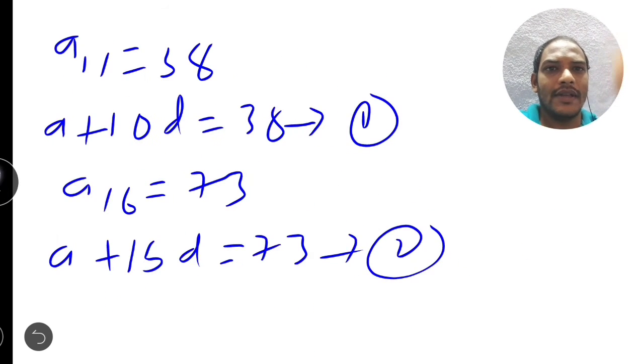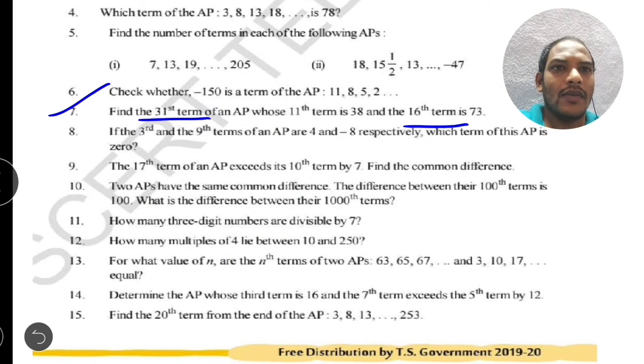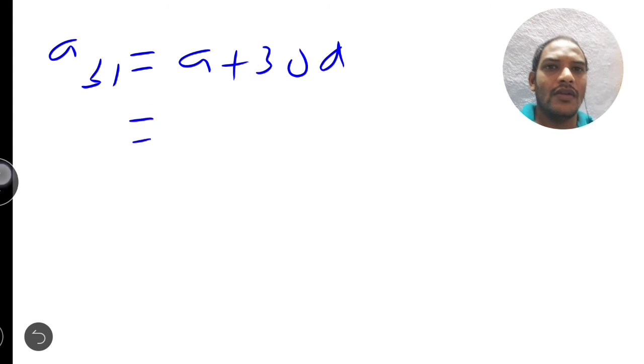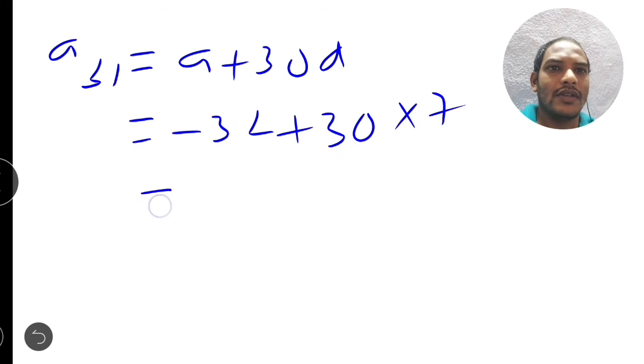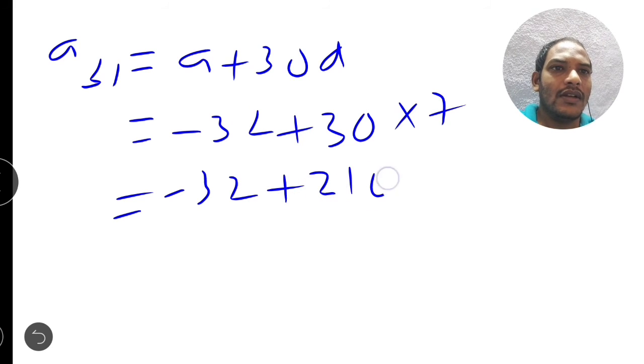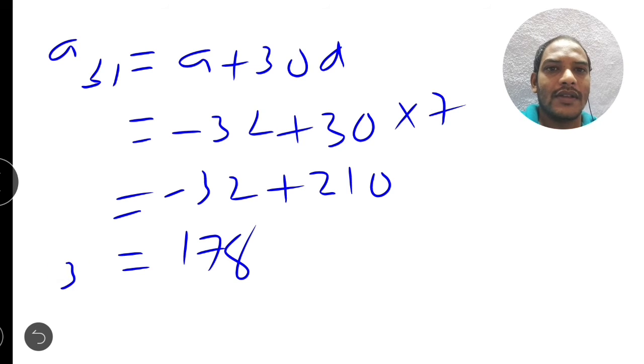So now what he is asking is to find the 31st term of the AP. The 31st term of an AP means a31, which equals a plus 30d. The a value is minus 32, plus 30 into the d value 7. So it is minus 32 plus 30 sevens, 210. So minus 32 plus 210 is 178. So the required answer is a31 is 178.